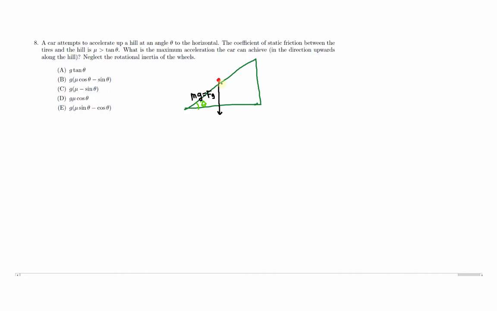And then we're going to draw the normal force that's perpendicular to our motion. And also we need a friction force that resists sliding down.